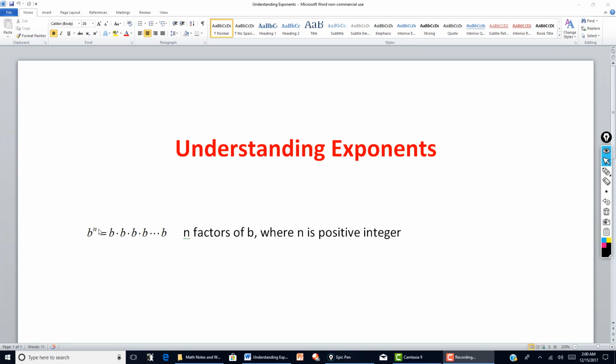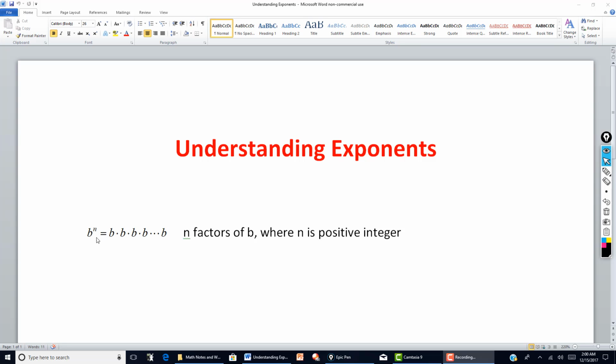We have b to the n. So in this particular case, b is called the base, and it could be any real number, negative or positive. In this case, we're going to assume it's not zero, for convenience. n could be, again, any real number, negative, positive, fractional. But in this case, we're going to assume it's a positive integer, and then we can make adjustments or modifications if it's not.